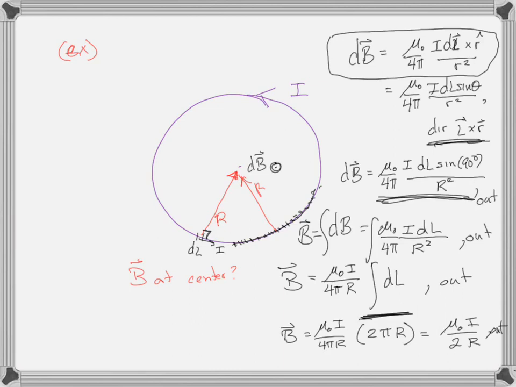What if the current was clockwise? Then it would be in, right? So in this case, it's out because the current is counterclockwise. If it was clockwise, it would be in. And again, this direction of the magnetic fields can just be figured out by the right-hand rule. The right-hand rule applies over and over again in different ways.